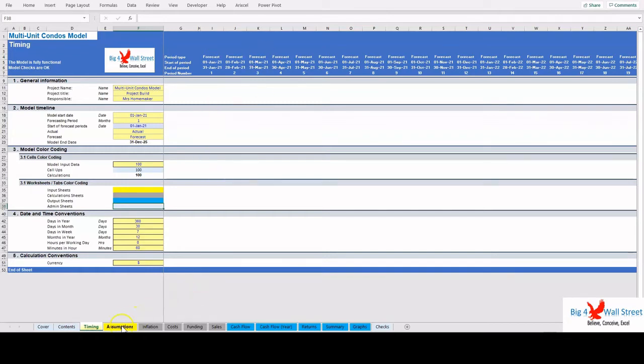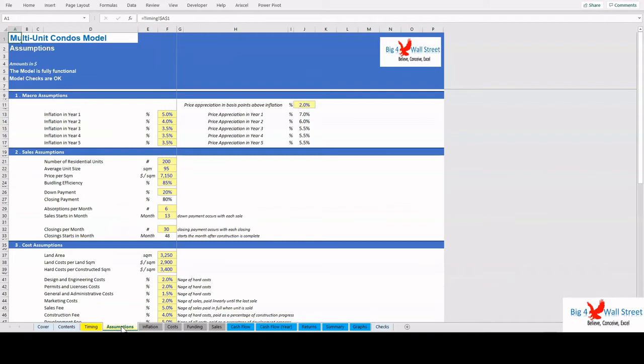Moving on to the Inputs tab, you can adjust the various assumptions of the model based on the specifications and requirements of your business. In yellow, whatever can be amended as an assumption. So effectively you can adjust a set of inputs such as inflation assumptions, number of residential units sold, price per apartment, closings and absorptions per month, as well as the percentage of down payments and closing payments.